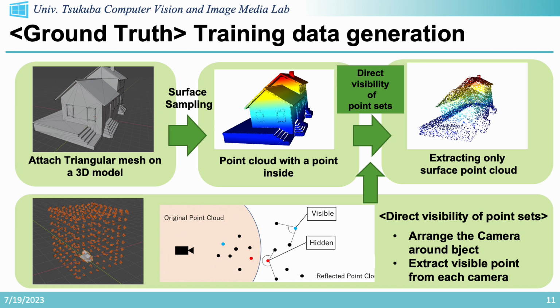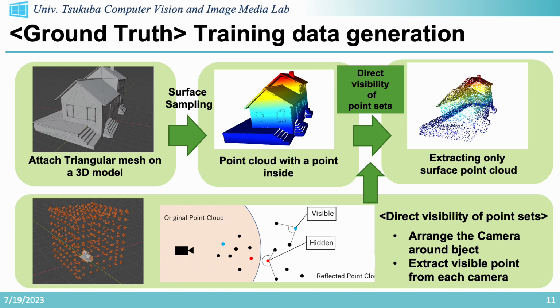Since the CAD model includes items with internal structure, such as stairs and floor surfaces, the point cloud might exist inside as well. The point cloud reconstructed by SfM is only the outer surface, so simply sampling the surface from the mesh is not appropriate for the ground truth point cloud. Thus, we conduct direct visibility of point sets to remove the inside point cloud.